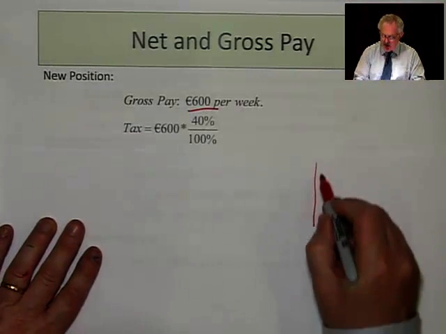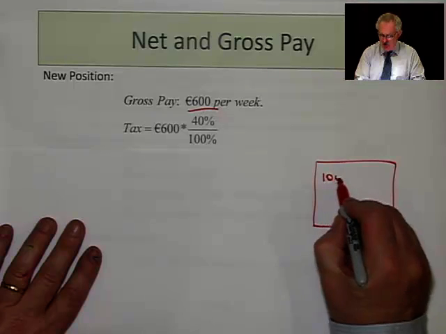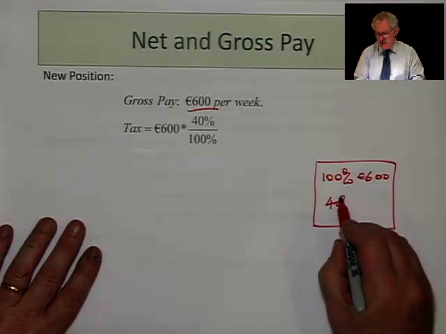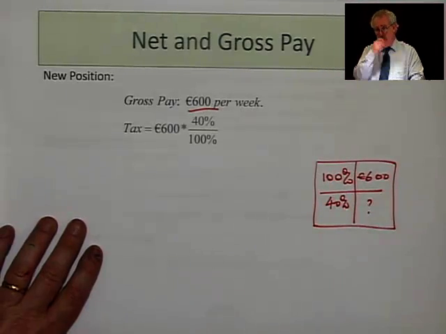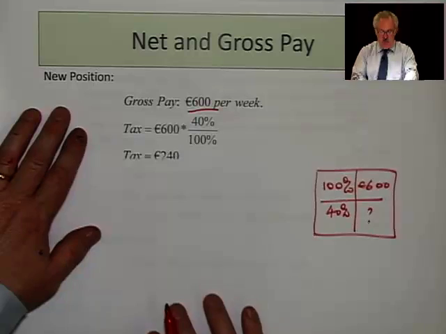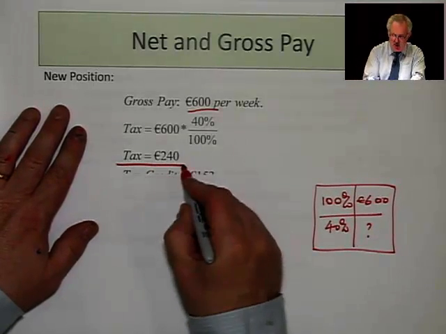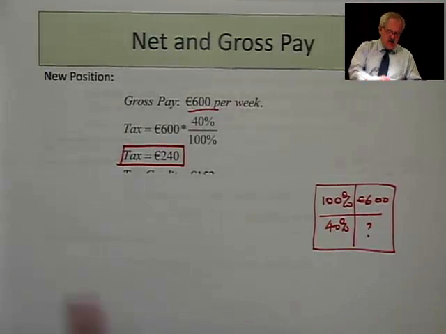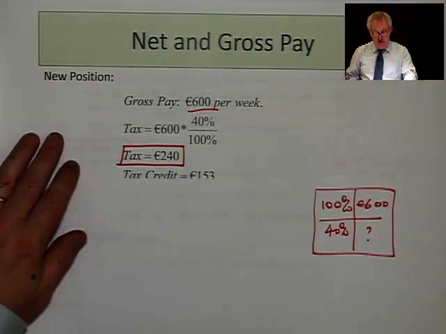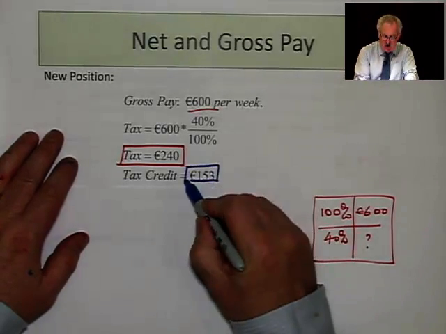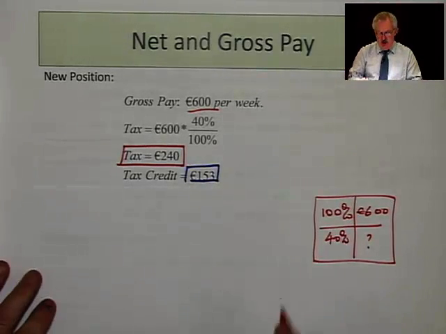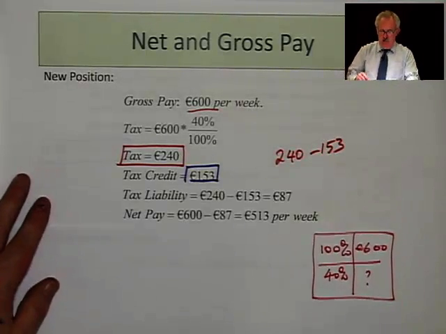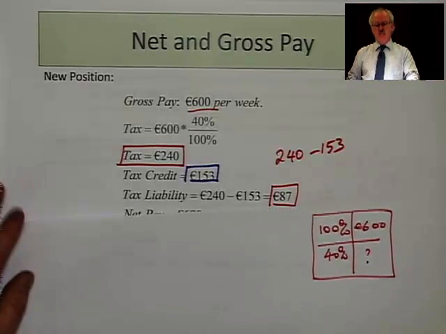So again, we could imagine here a grid, and we say if 100% is €600, what's 40%? Or we work it out in whatever way we use the calculator, but we multiply by the percentage, and we say the tax now due is $240. But with the tax bill, you also have a tax credit and allowance. And on this occasion, this was now 153. So we're now looking at his 240 minus 153, and that's his tax bill. And that turns out to be 87 a week.